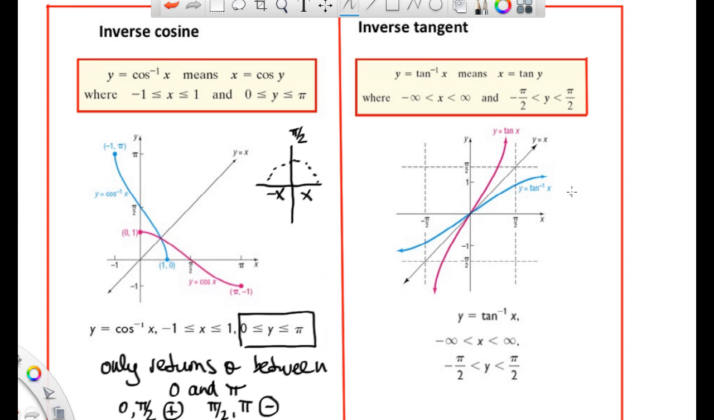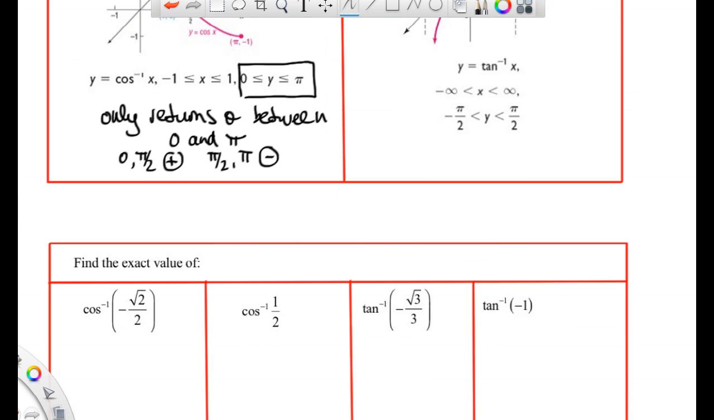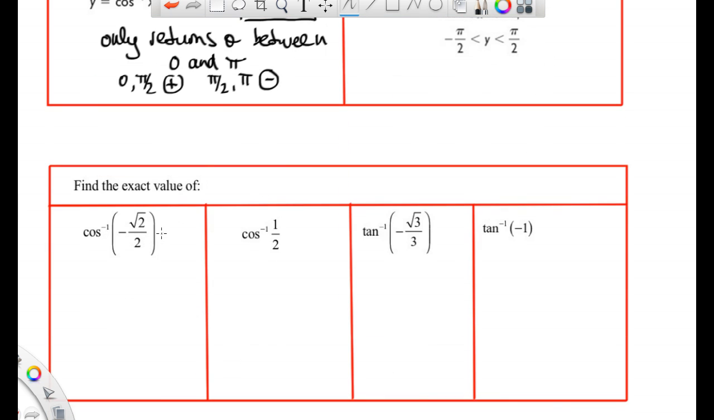Now the tangent's actually the easier of the ones here, because the tangent is a one-to-one function. The original function is one-to-one if you only go from one asymptote to the other asymptote. So that one's a little bit easier, I think. Okay, so let's find the exact value of. I'm going to do the same thing here.